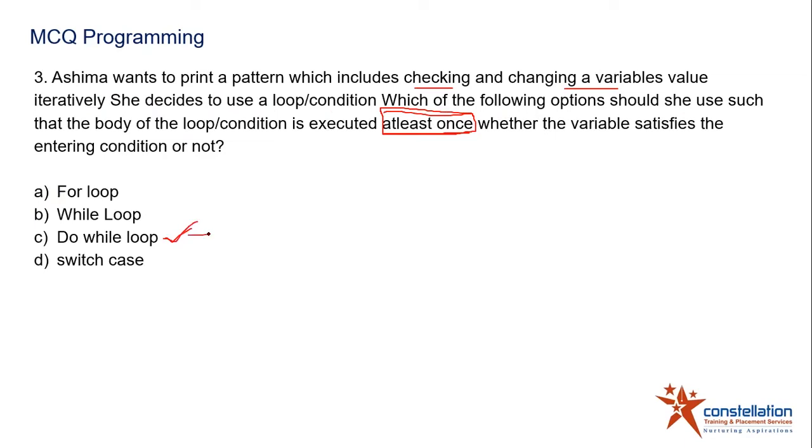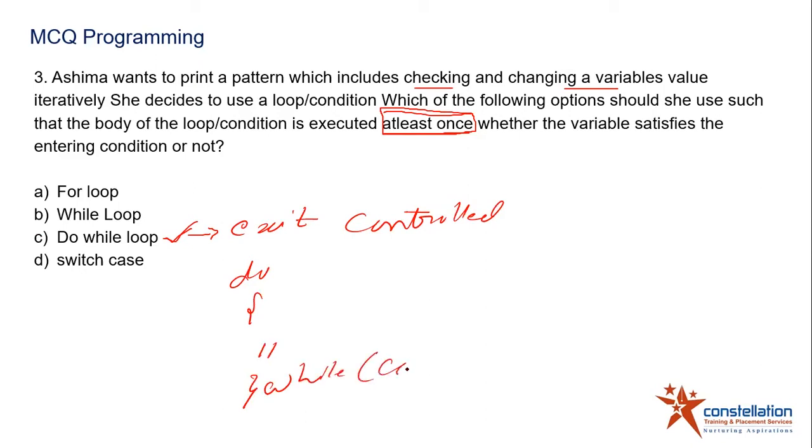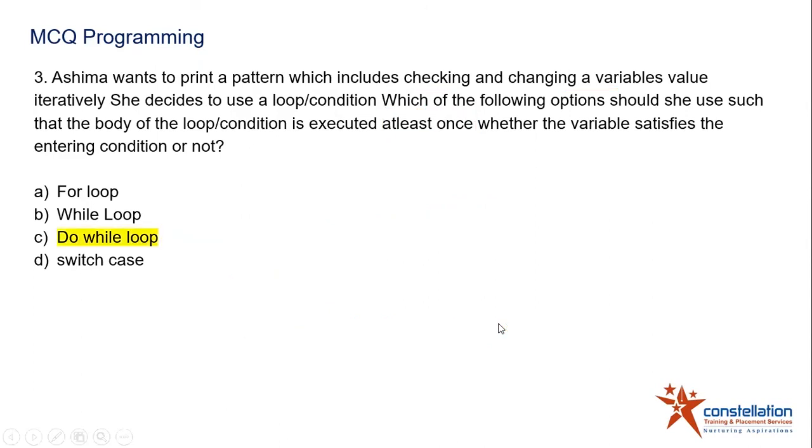Why do you go with the do while loop? The do while loop is called an exit controlled loop. When you say exit controlled, it means the condition will be checked at the end. You write do and then whatever you want to write, then you write while, and in the brackets you write the condition. So even if the condition is false, by the time the condition is checked, the body has run already at least once for sure. That's the reason you go with the do while loop. So the correct answer over here is the third one, which is the do while.